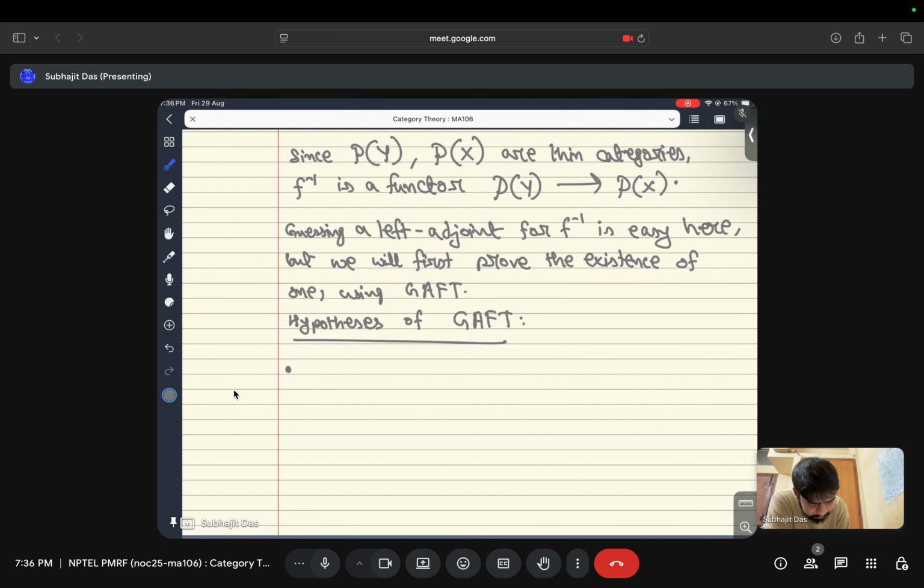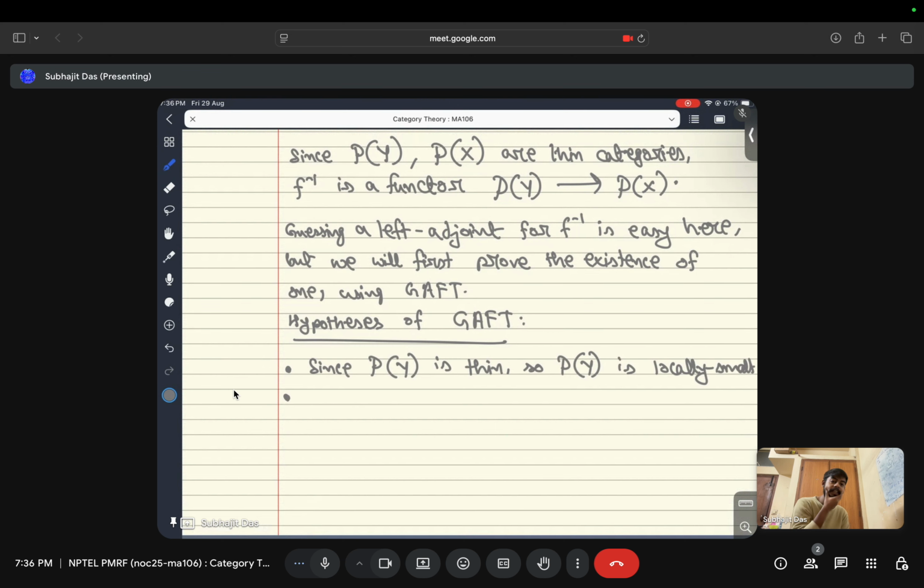So first of all, since Py is a thin category, which means that if you take two objects, let's say z and z prime in Py, then there is at most one arrow from z to z prime in Py, which is indeed the case because Py is a partially ordered set. So Py is locally small. Right. What else? We need to verify that Py is actually small complete, right? It has all small limits.